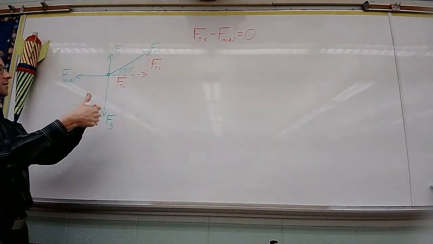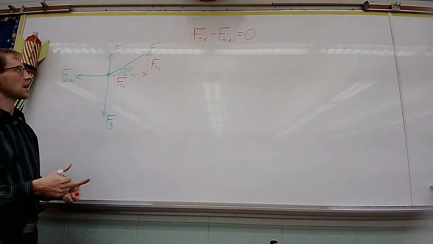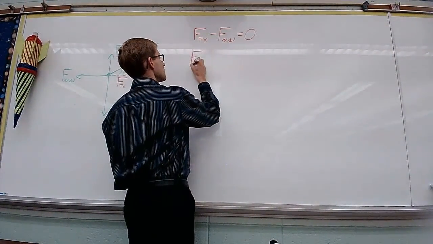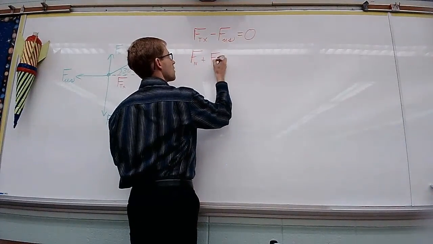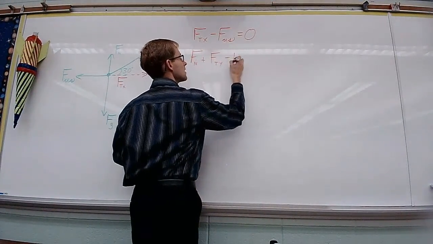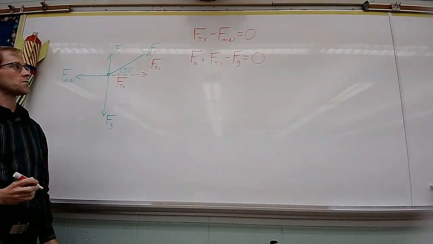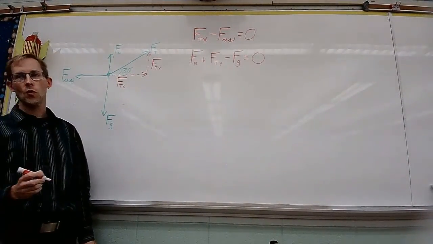Because I'm taking all the forces going to the right minus all the forces going to the left. And vertically, it's all the forces up minus all the forces down. So that means normal force plus tension in the y direction minus gravity equals 0. So those are our 2 force equations. Questions so far?